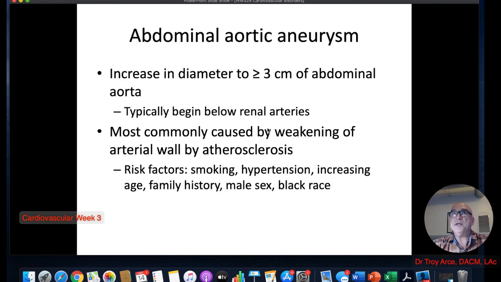Abdominal aortic aneurysm. This is an increase in diameter to greater than 3 centimeters of the abdominal aorta. It typically begins below the renal arteries and is most commonly caused by weakening of the arterial wall by atherosclerosis. Many risk factors involved. Smoking is going to come up again, high blood pressure, increasing age, family history, male sex, and black race.